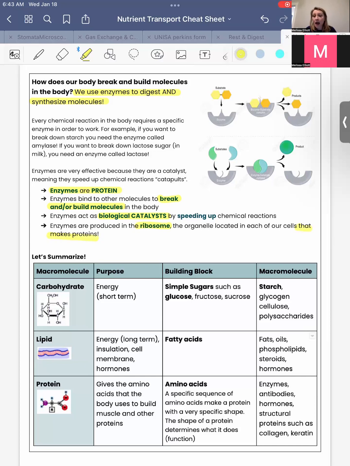All right, I'm not going to go over this summary table. I'm going to have you go over it on your own, but that is a summary of the macromolecules in the body, what their purpose is, which we talked about earlier, their building blocks, and then some examples of specific macromolecules. All right, so you can go over that on your own time.